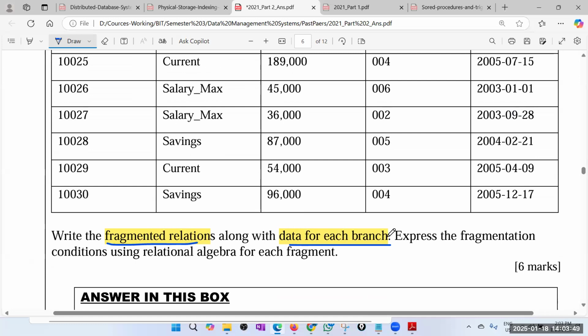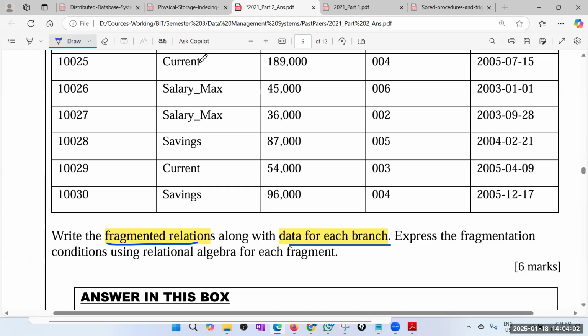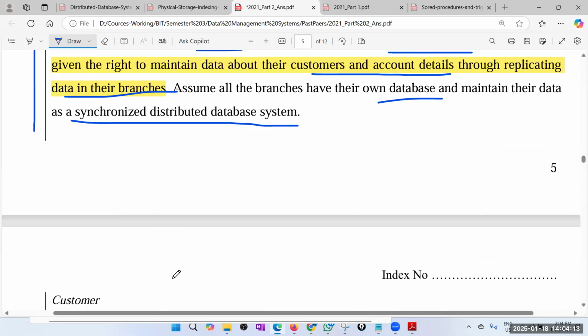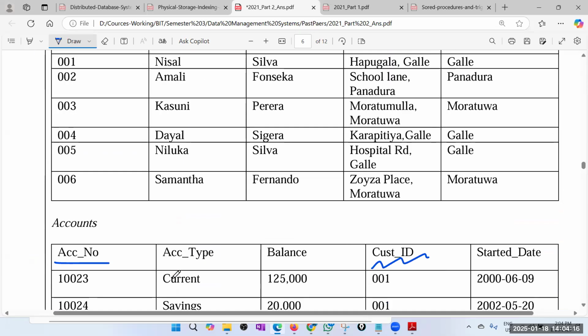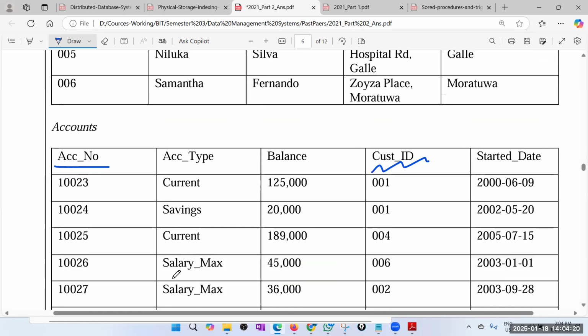But that is not good enough. You need to write down which record goes to that fragment. It is a time consuming question because you need to write which records are going to which fragment. Express the fragmentation condition using relational algebra. Of course, that is the default for each fragment. So you need to write where it's fragmented.